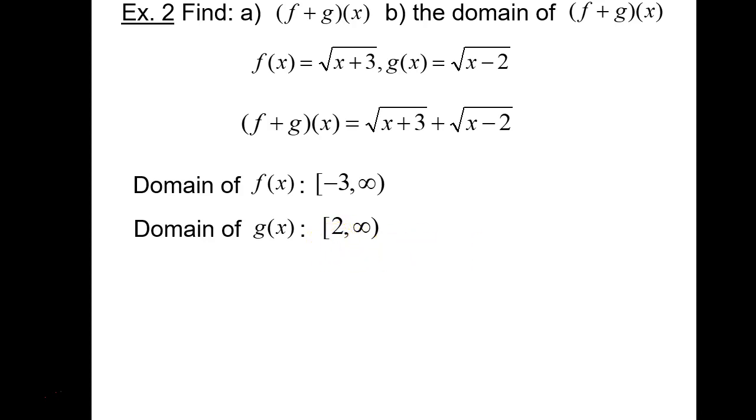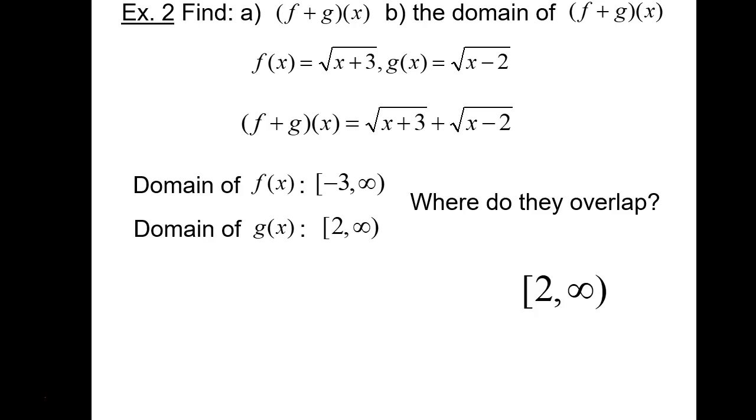Now, for the domain of the sum, the combination, you're going to look at where these overlap. So think about if you were to draw this on a number line. We have from negative 3 to infinity and 2 to infinity. Which one of these is more restrictive, covers fewer values, or a smaller part of the number line? That would be from 2 to infinity. So that's going to be the domain.